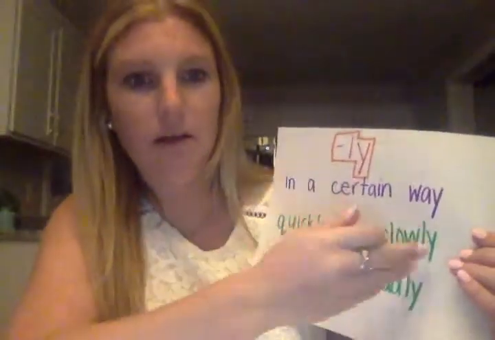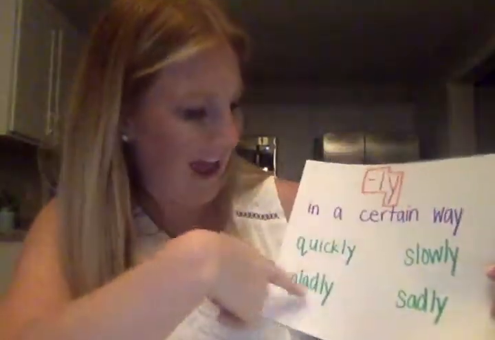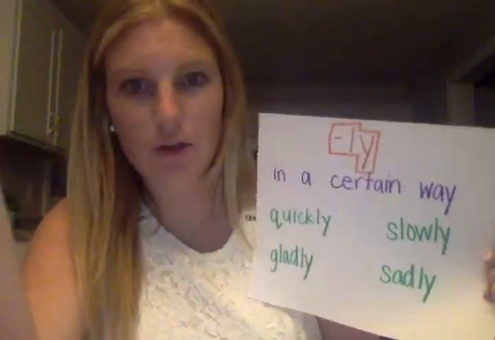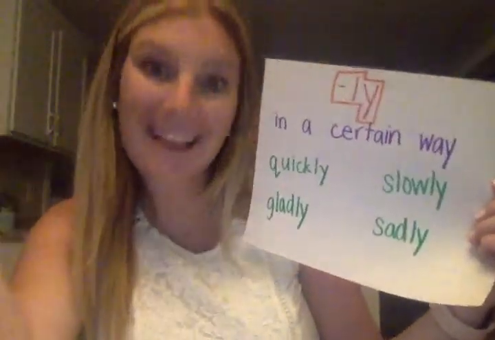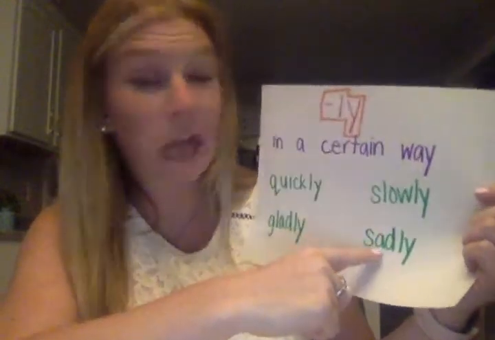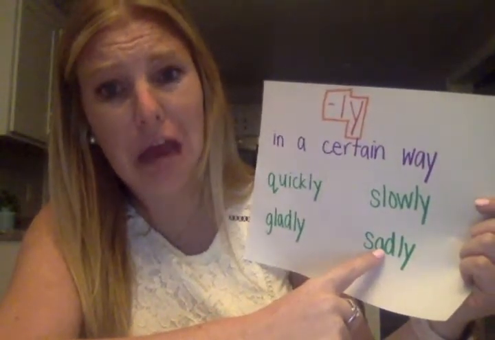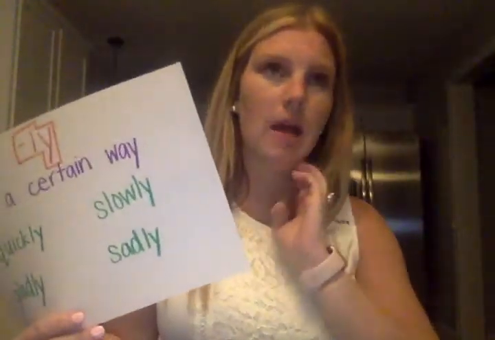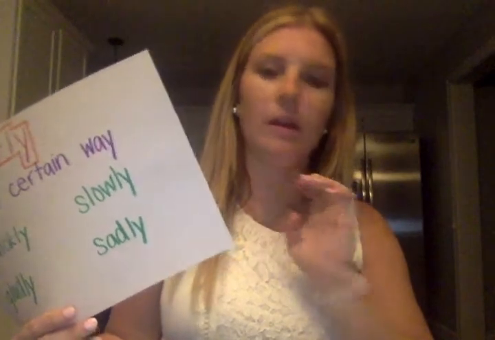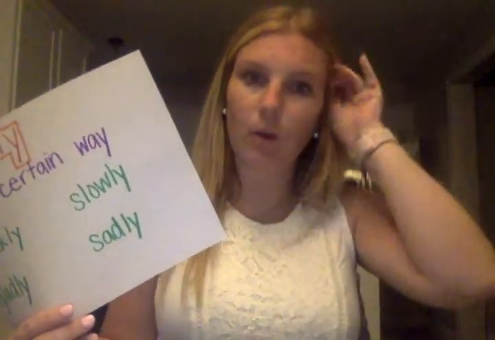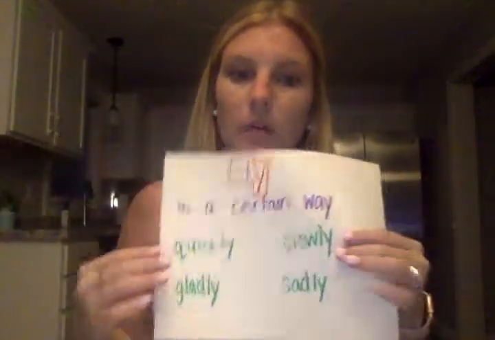Slowly, how is it being done? Slow. Gladly. How are you doing it? You're doing it while you're glad. Sadly. How are you doing it? You're doing it when you're sad. For these, you have to, I think, fill in the blank with words that would make sense using ly. The suffix ly.